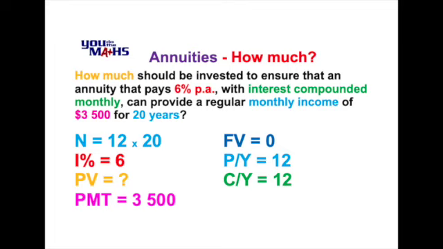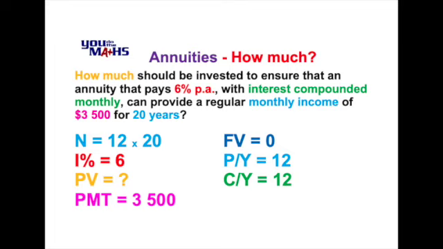FV stands for the future value. Now, the future value of this account will be zero because ultimately it will run out. PY stands for payments per year, which is 12, because it's every month, and CY stands for number of compound interest calculations per year, which is also 12 because the interest is calculated monthly.